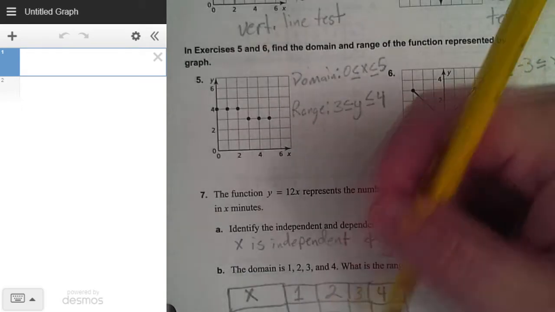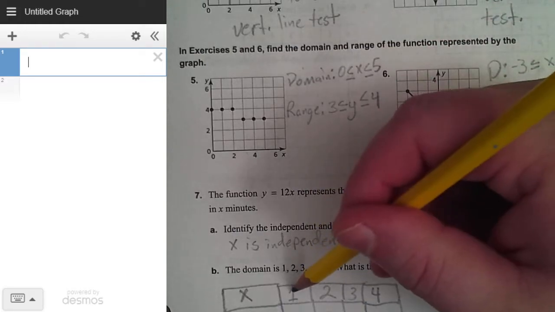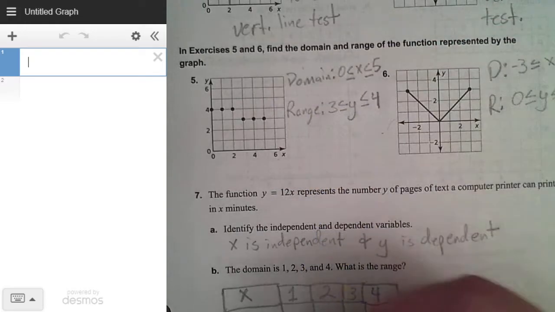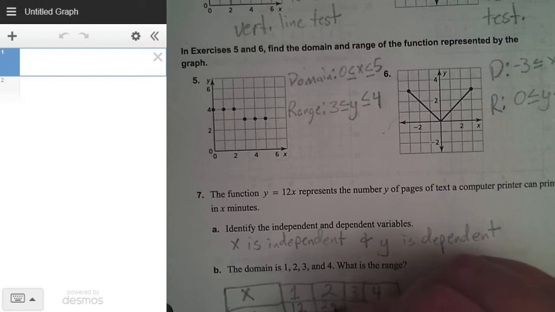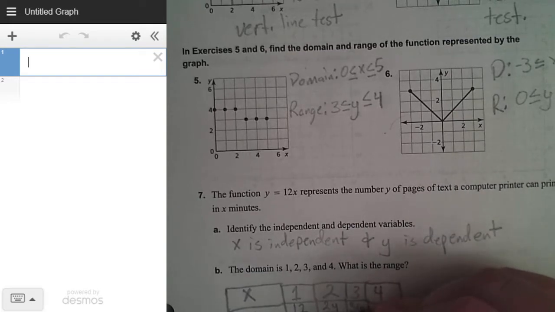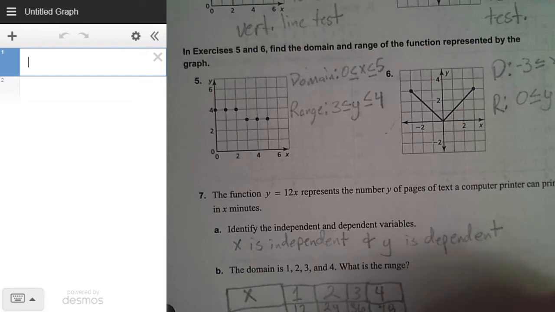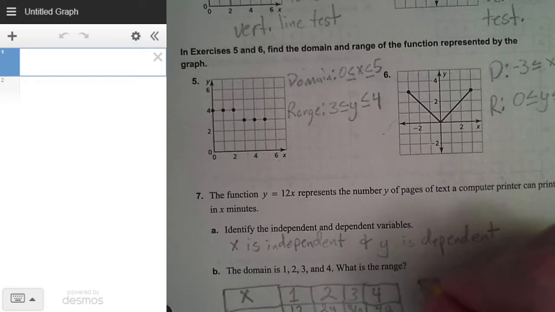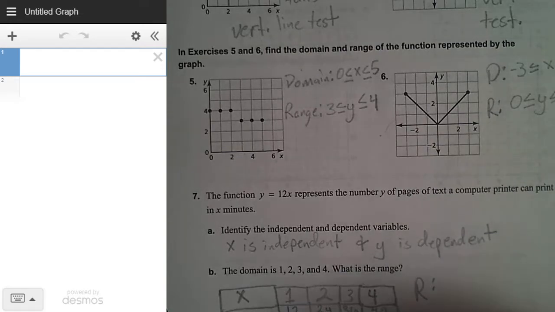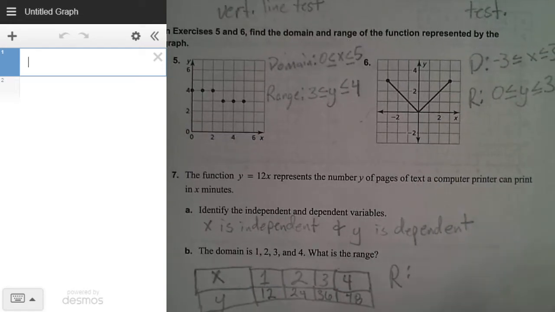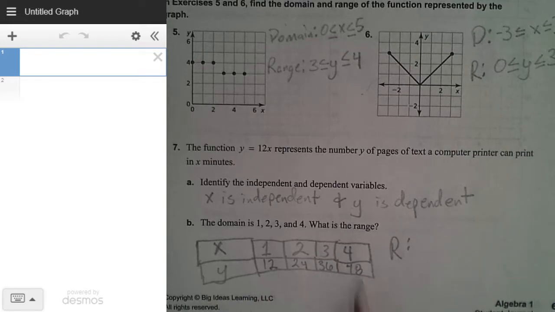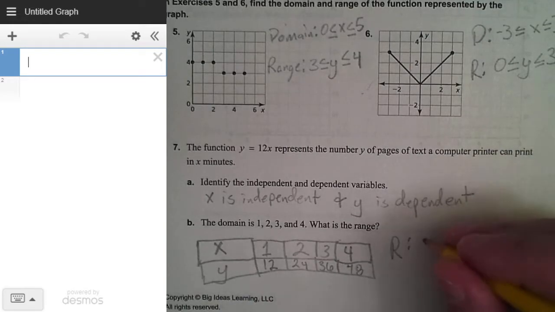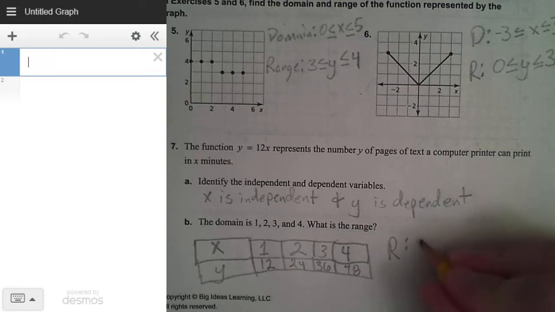So we're going to plug that back into our function here. All right, so substitute in 1 for our x. 12 times 1 is 12. And then 2 times 12 is 24. 3 times 12 is 36. And 4 times 12 is 48. So that is our range, our y outputs. Oops, sorry, I was doing all that and you couldn't even see it. Okay, 12, 24, 36, and 48. So we're just making a table there. And our range is from 12.